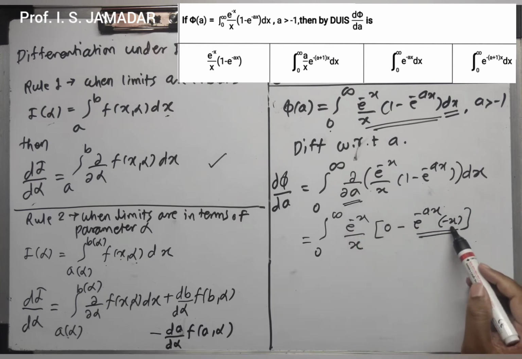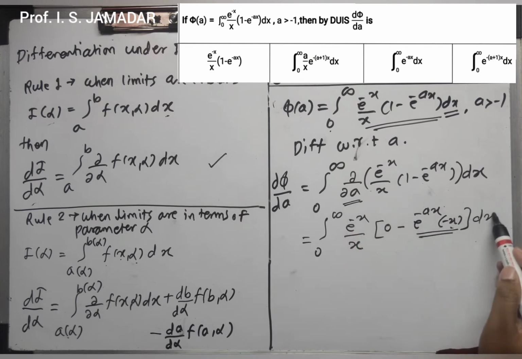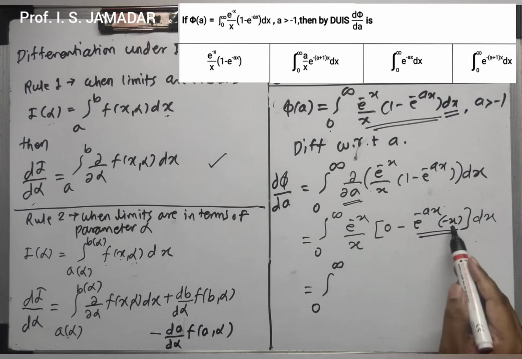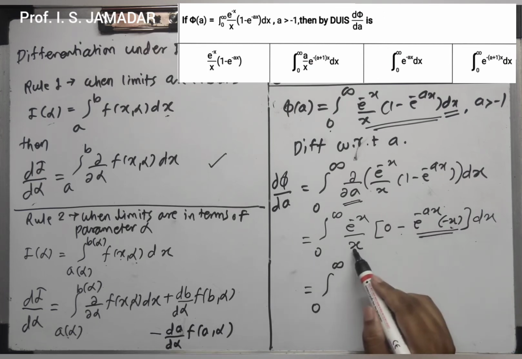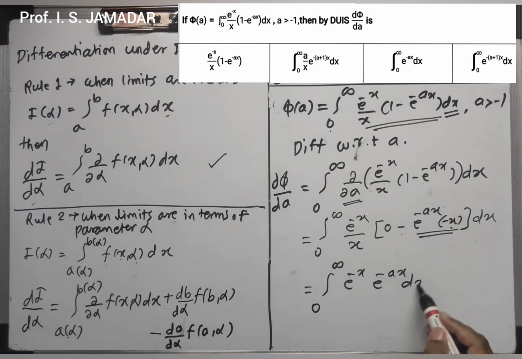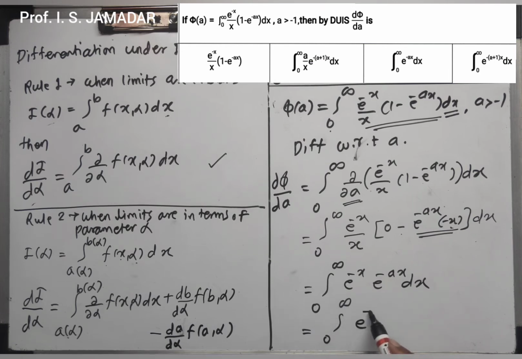So it is into minus x, chain rule, into dx. That is equal to integration 0 to infinity, minus minus plus, and x will cancel, so what remains? e raised to minus x into e raised to minus ax dx. That is integration 0 to infinity e raised to minus, by law of indices and taking that x common, it will be minus into bracket a plus 1 into x dx.